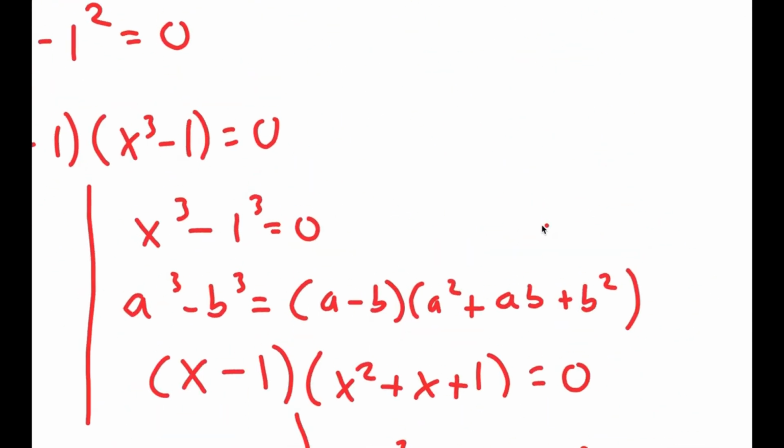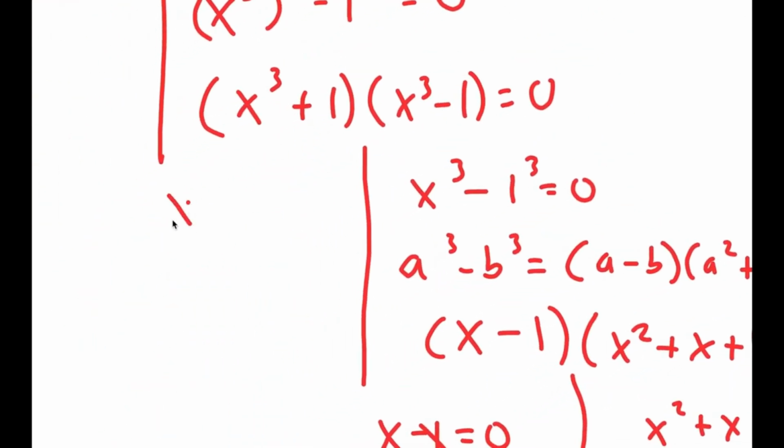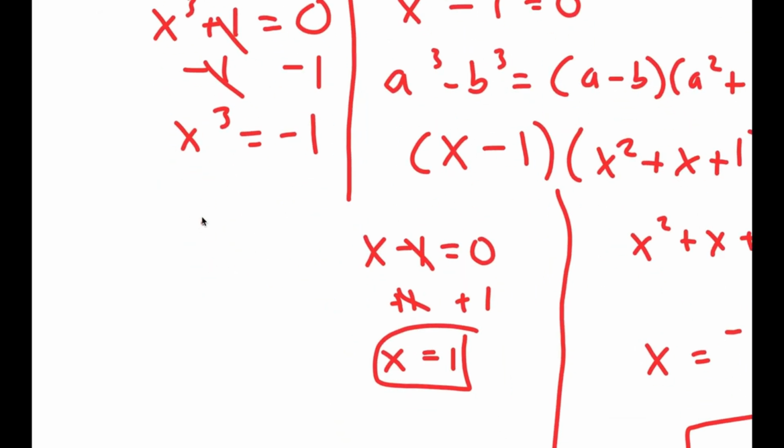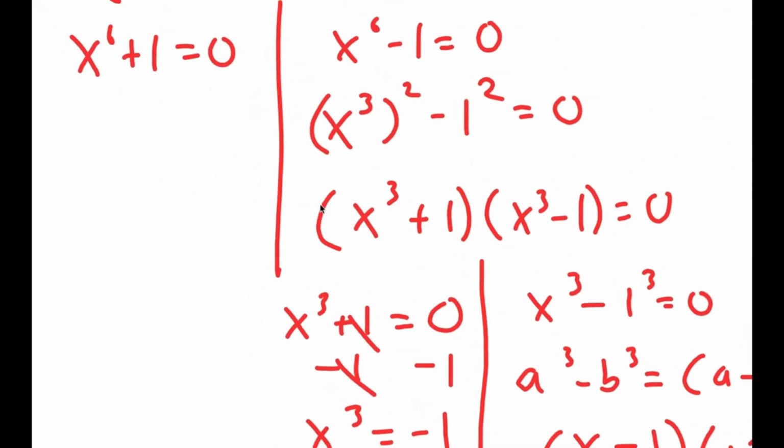And now we aren't done yet because we also have to solve these. So now I have x to the power of 3 plus 1 is equal to 0. And I'm going to subtract 1 on both sides, so I get x to the power of 3 is equal to -1, meaning x is also equal to -1. So this is another solution.